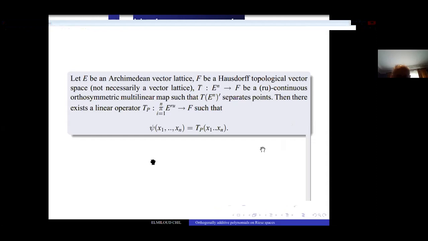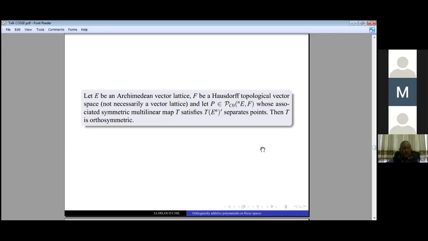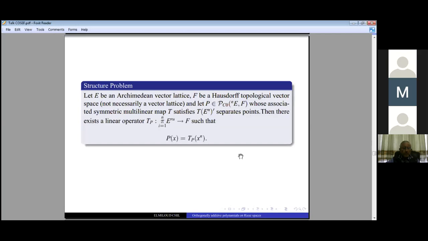So if E is an Archimedean vector lattice and F is a Hausdorff topological vector space, not necessarily a vector lattice, and P is a continuous orthogonally additive polynomial whose associated symmetric multilinear map satisfies that its range is separating, then T is orthosymmetric. With this condition, and by my recent work, we can remove this condition. It's not a problem, it's a structural problem.